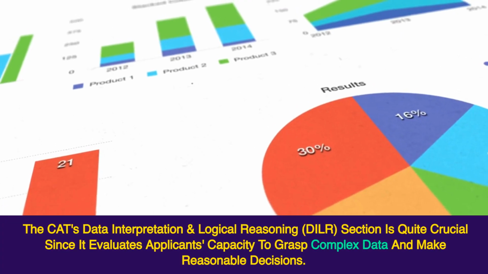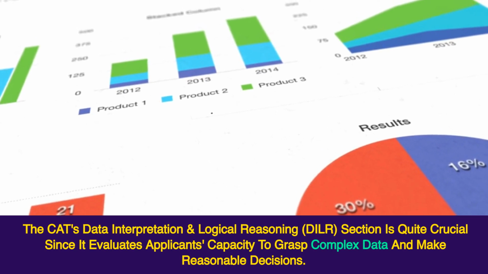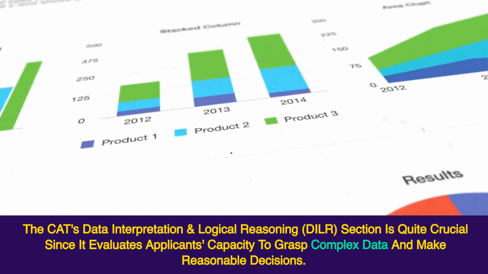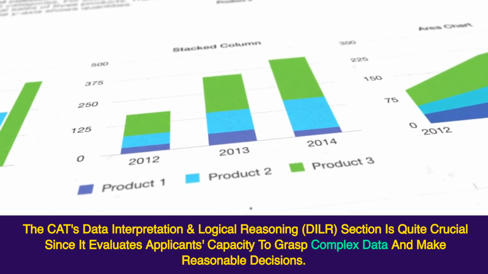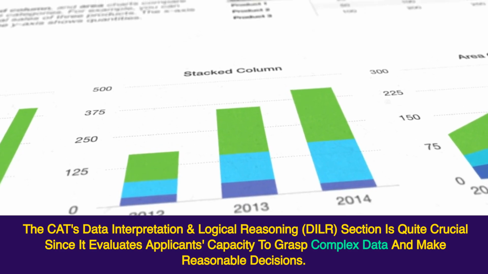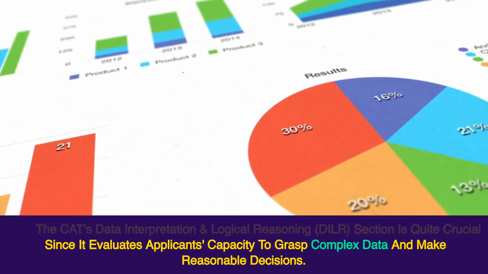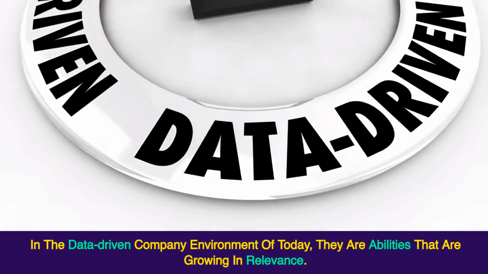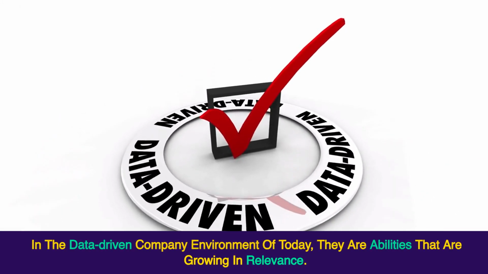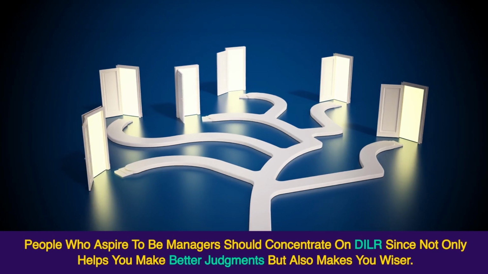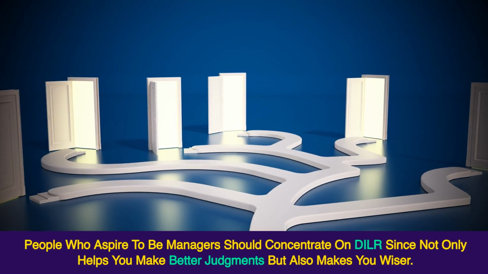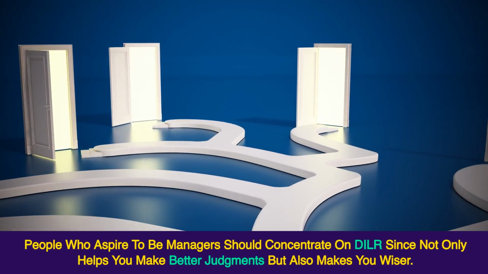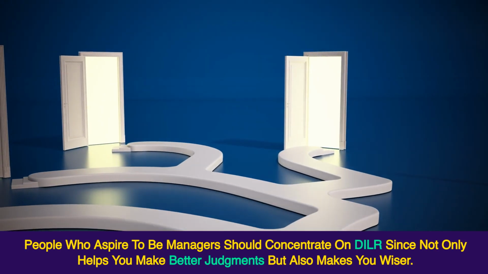The CAT's Data Interpretation and Logical Reasoning, DILR, section is quite crucial since it evaluates applicants' capacity to grasp complex data and make reasonable decisions. In the data-driven company environment of today, they are abilities that are growing in relevance. People who aspire to be managers should concentrate on DILR since it not only helps you make better judgments, but also makes you wiser.